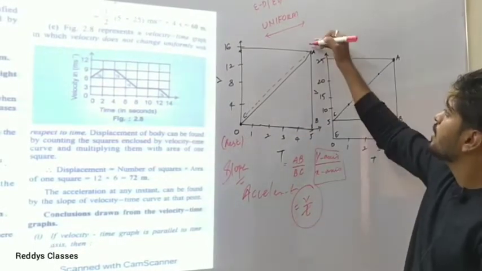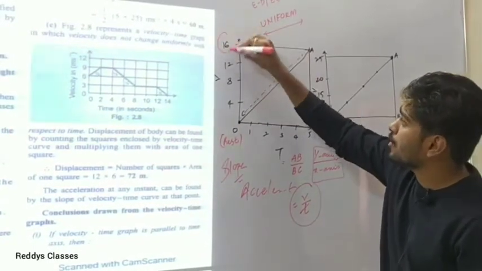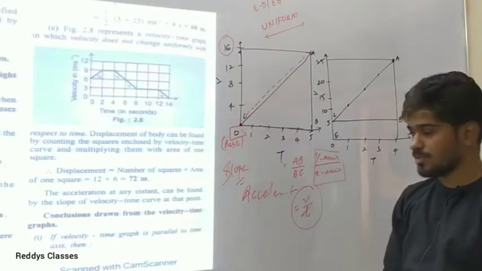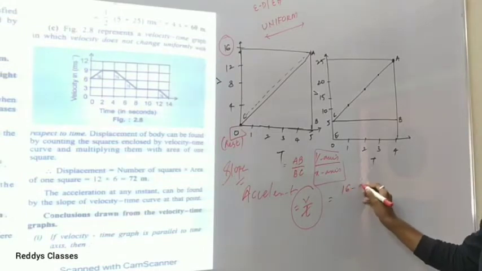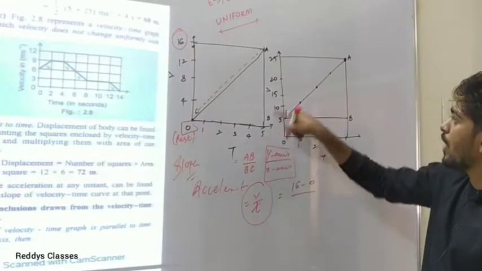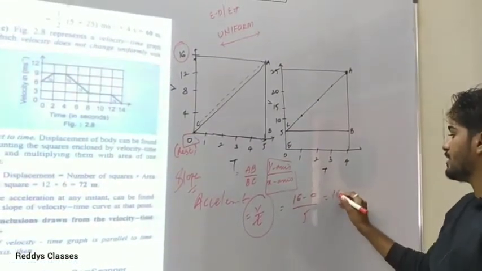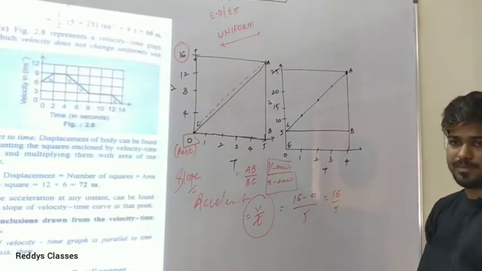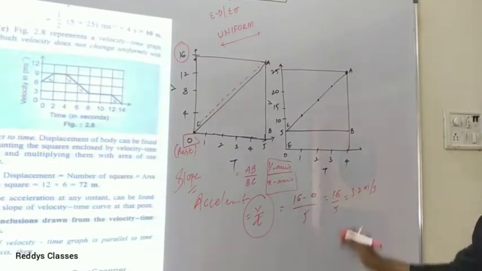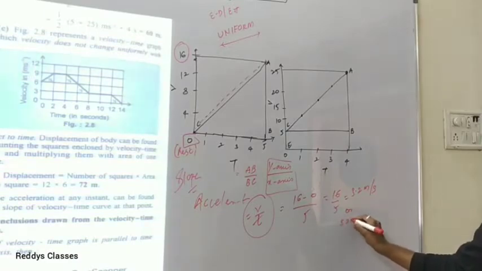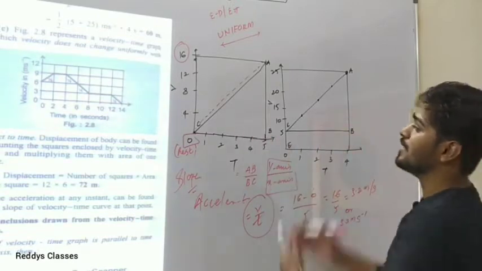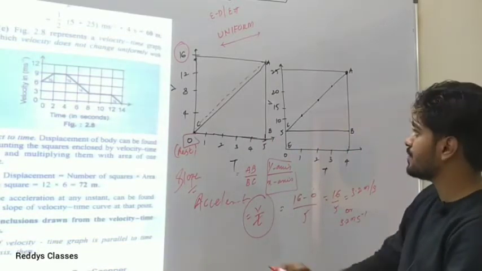So see, at this point what is the velocity? 16. It starts from rest. So can I write it like this? 16 minus 0 upon the time taken here, which is 1, 2, 3, 4, 5. You can see this graph, we get 16 upon 5. If you solve, it is 3.2 meter per second square or 3.2 meter second inverse.